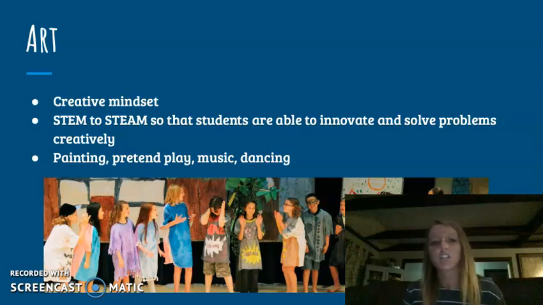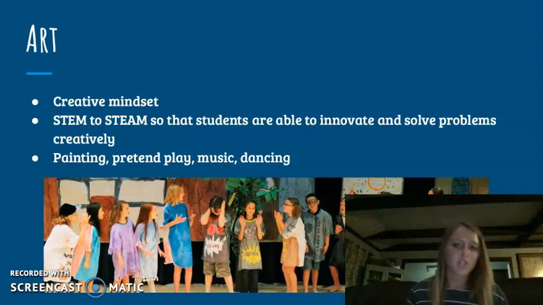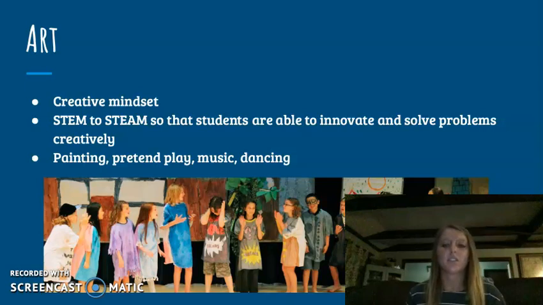And this creates their creative mindset where they're not stuck to trying to solve this one answer that's right. They're able to use their creative thinking skills and create their own answer that is equally as right as their partner's answer. And art could look like painting, pretend play, music, dancing.